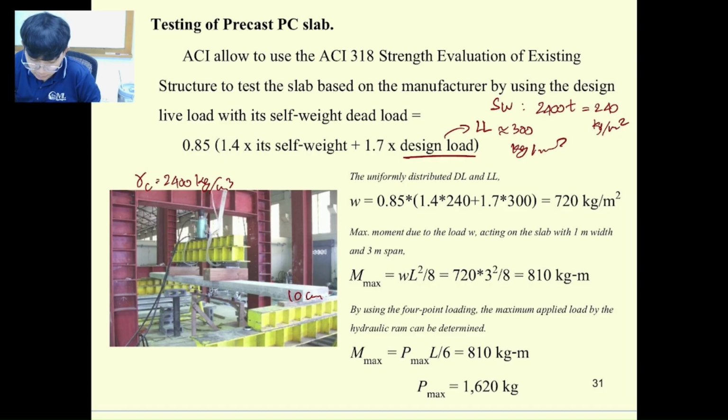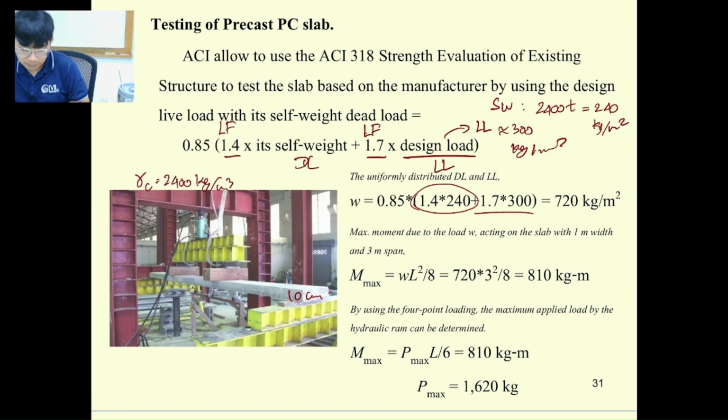I'm going to add everything together. 1.7 is the load factor. This one is also a load factor, the load factor for that load. And this one, 1.7, is the load factor for the live load over here. After I sum everything together, I get W, the uniform load, equal to 720.